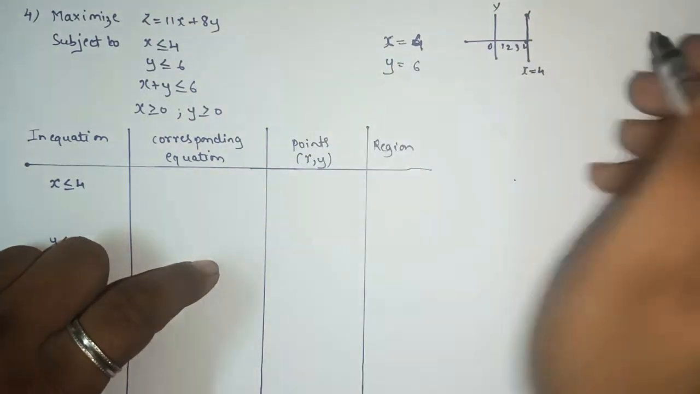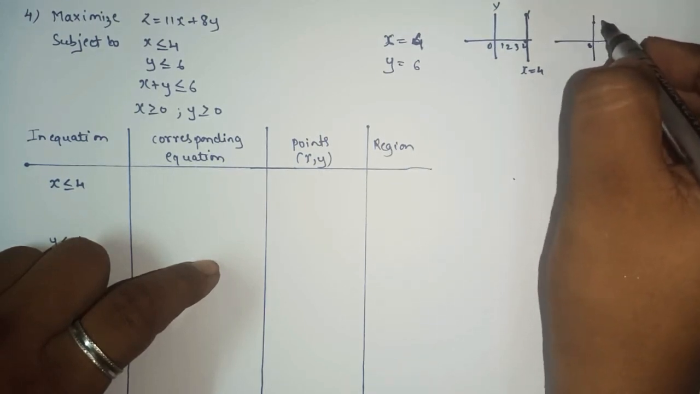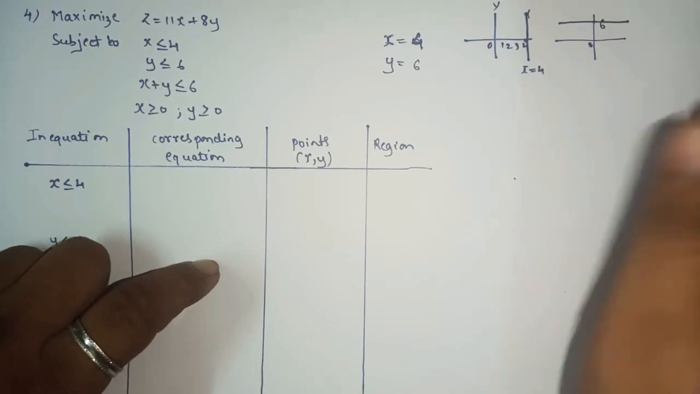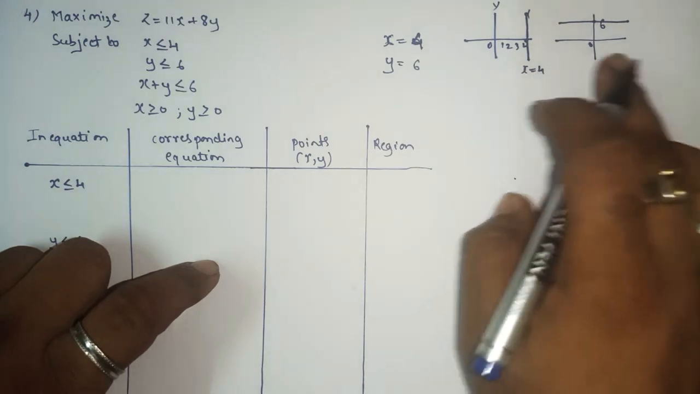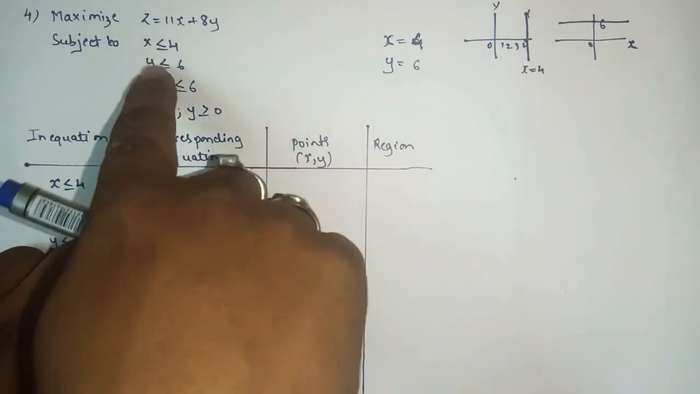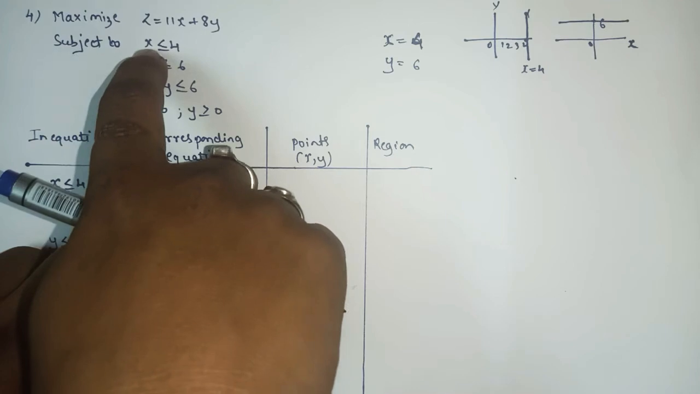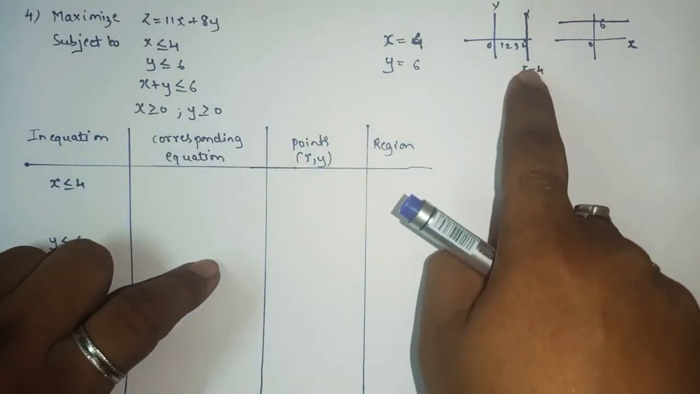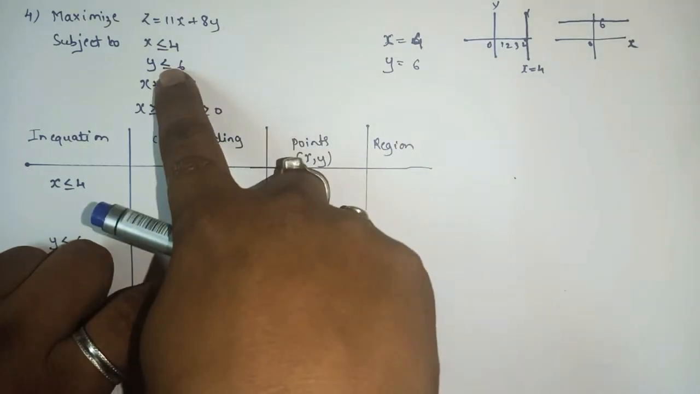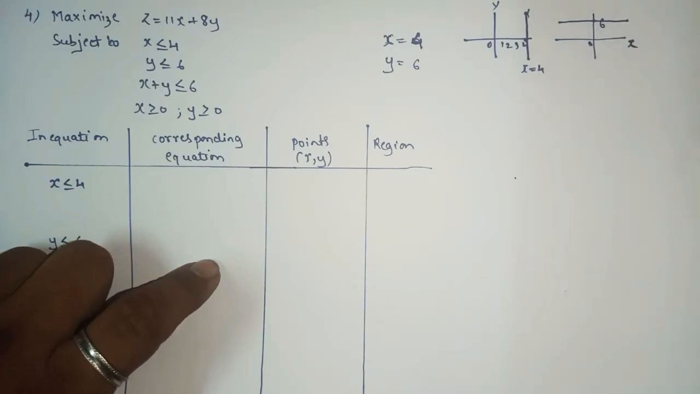And what do you mean by y equal to 6? Suppose this is 0, 1, 2, 3 and here it is 6. It will pass through the y axis but it will be parallel to x. Understood? Okay, so remember this. Whenever we have a linear equation in one variable, if you have x, the line will pass through x but it will be parallel to the y axis, and when we have y, it will pass through the y axis but it will be parallel to x.